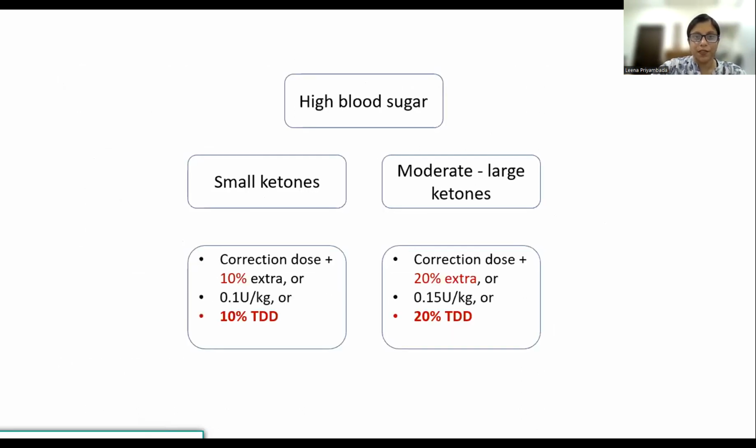Okay, so there are multiple formulas. The first scenario is high blood sugar and small ketones. I'm talking of the correction dose, not the pre-meal dose. Supposing it is 10 o'clock in the morning, not the time for a meal, and blood sugar is high, maybe 350, and ketones are small. Then for the 350, whatever correction dose comes, plus 10% extra.